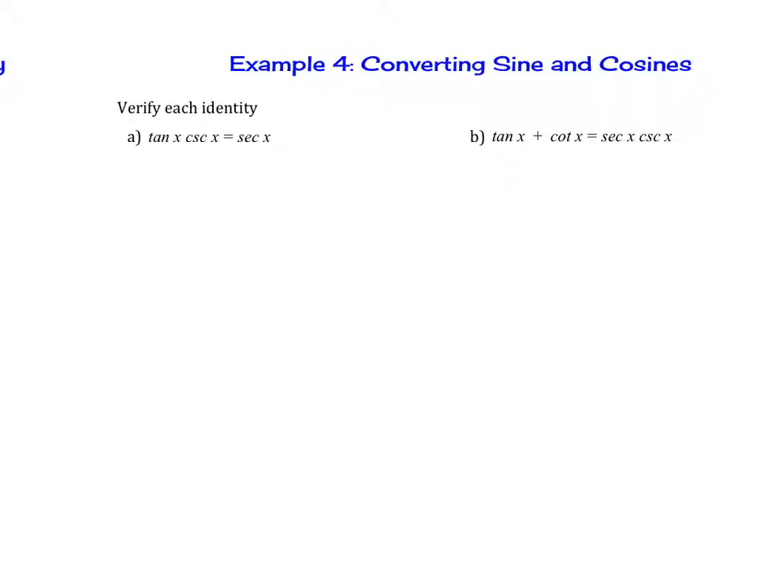So now let's try an example where we're still verifying, but now we want to convert to sine and cosine. So we have tangent of x times cosecant of x equals secant of x. Let's convert everything. Tangent is sine of x over cosine of x. We multiply by that. Cosecant of x is 1 over sine of x. So the sines cancel. We're left with 1 over cosine of x, and 1 over cosine of x is secant of x.